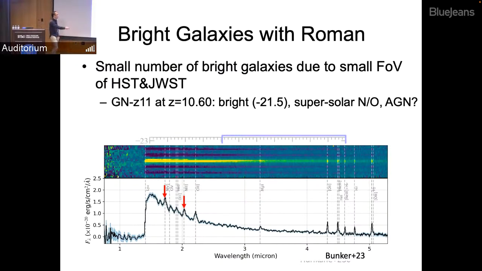This is very bright, about minus 21.5 magnitude. And as shown in this spectrum, it shows multiple emission lines. And interestingly, these nitrogen emission lines are very strong. This indicates a supersolar nitrogen over oxygen abundance ratio at redshift 10 or 11, which cannot be easily explained by models. And also some studies report an AGN in this galaxy. So this kind of very bright galaxy is very interesting.